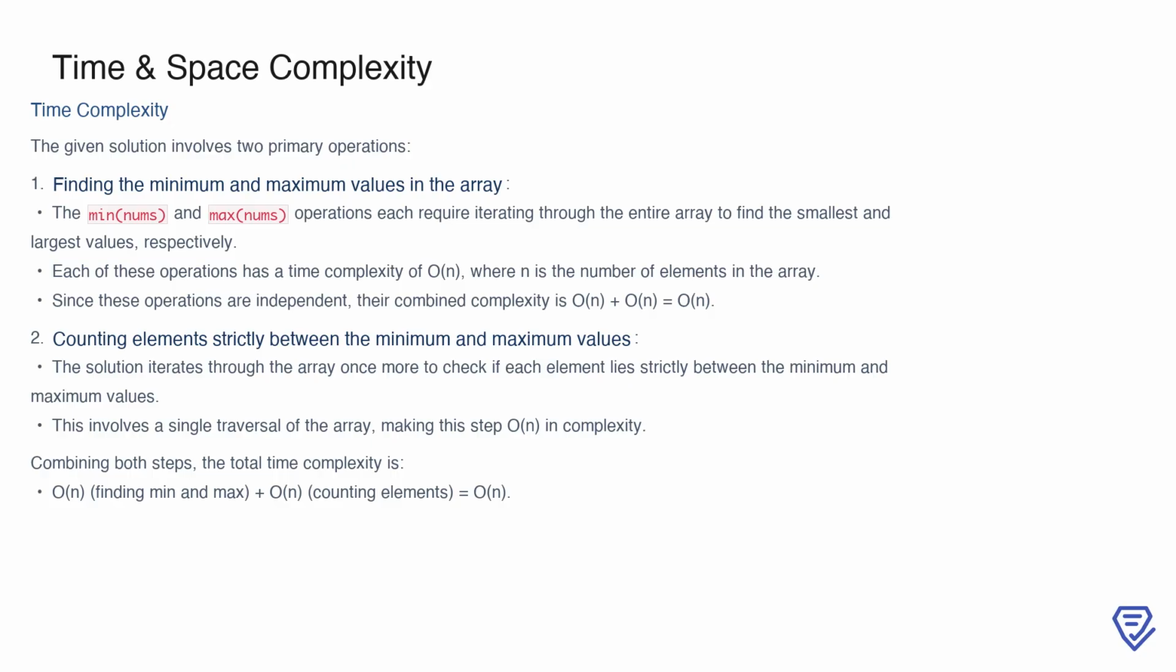Next, we count how many elements lie strictly between the minimum and maximum values. This involves another full traversal of the array, where we check each element against the previously calculated bounds. Like the first step, this counting operation has a time complexity of O(n). When we combine these two steps, the total time complexity of the solution becomes O(n) for finding the bounds plus O(n) for the counting step, resulting in an overall time complexity of O(n).